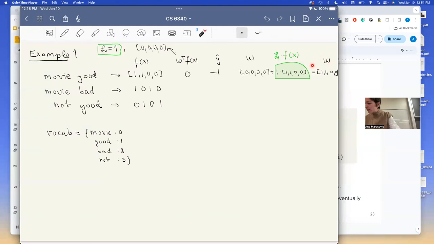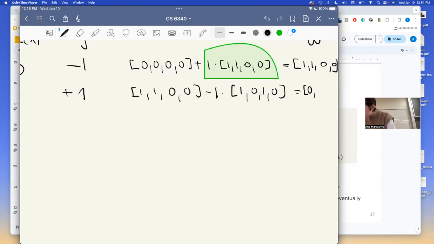We have the weight vector here and the feature vector here. What's the dot product between these two? One. And what's the decision for this? It's going to be positive, because the dot product is positive, so we decide the label is plus one. Is this good? No, because movie bad is a negative sentiment, so we should have minus one. So now we update our weight vector. This should be negative, so we have minus lambda, minus one times 1, 0, 1, 0, which gives 1 minus 1 is 0.